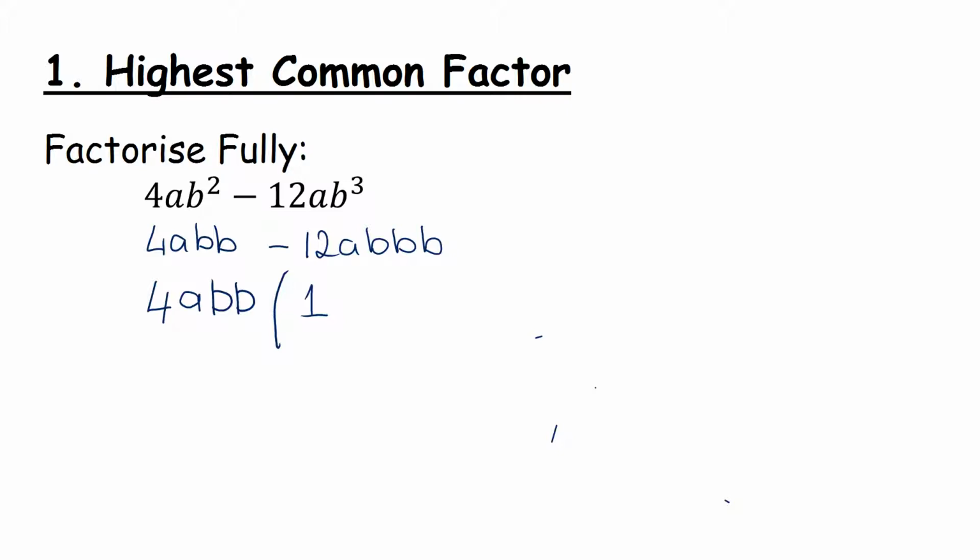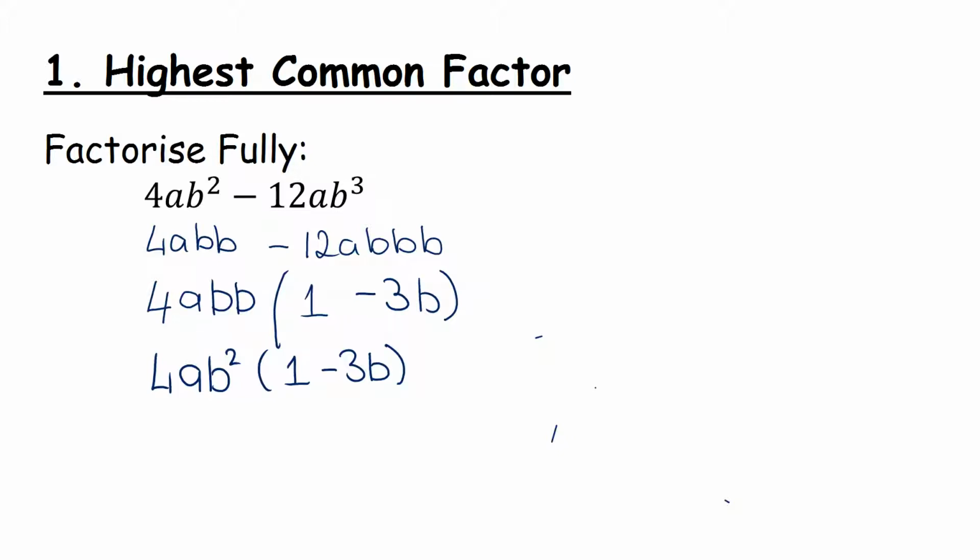So then what we can do is 4 multiplied by what will give me minus 12, and that's minus 3. The a has been taken out, a b has been taken out, and a b has been taken out, leaving us with just 1b, like this. So going to just need to clean this up a little bit. So we'll have 4ab squared bracket 1 minus 3b. And that is factorized fully.